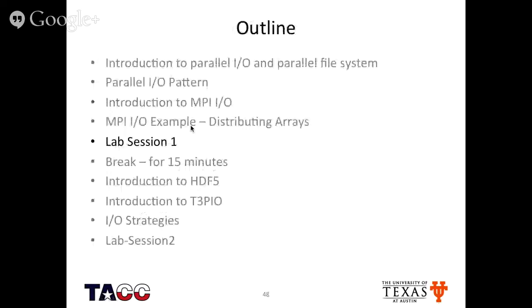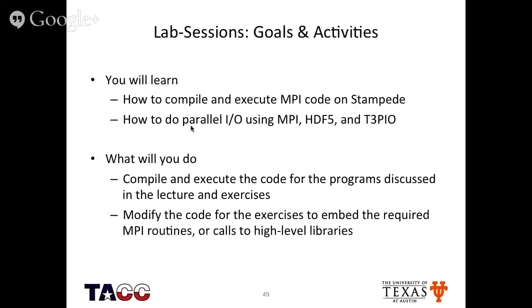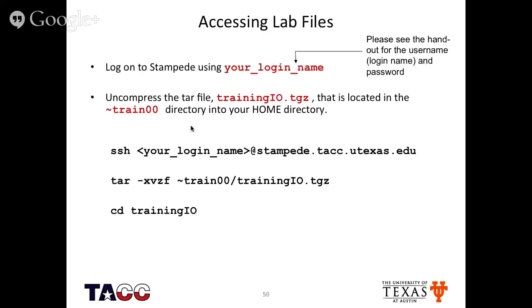Okay. Now let's start with the lab session. If you are not already logged in to Stampede, you might want to consider logging into Stampede at this time. And when you are on Stampede, you might want to run the tar command that's there on the slide to get to the training io.tgz directory. And then after you have untarred the directory, you might want to cd to training io. That's a directory you'll get after untarring. So try this out.